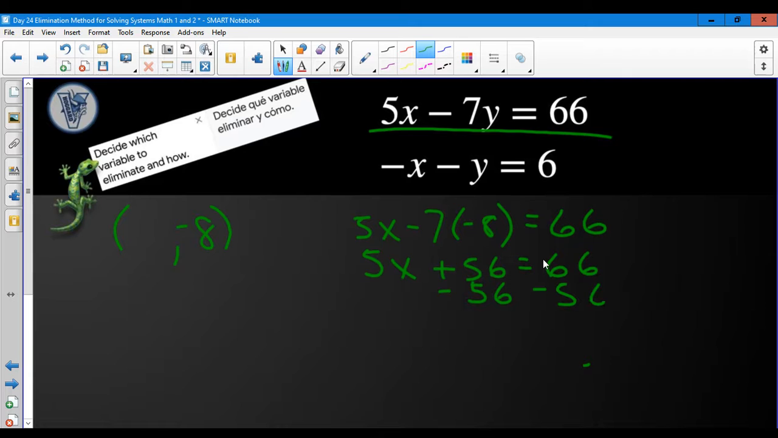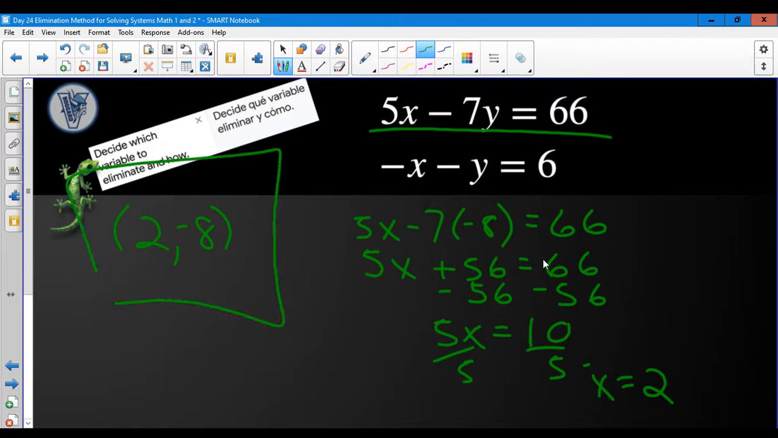Solve this two-step equation, and the numbers come out nice and even again for us. X is 2. Our point of intersection is at 2, negative 8.